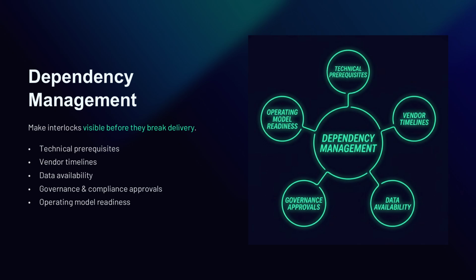In phase F, you make dependencies visible and you manage them deliberately, which prevents the common problem where programs stall mid-flight because something critical was assumed rather than planned. When dependencies are visible, leaders can allocate funding and capacity to unblock them, and delivery teams can plan realistically.